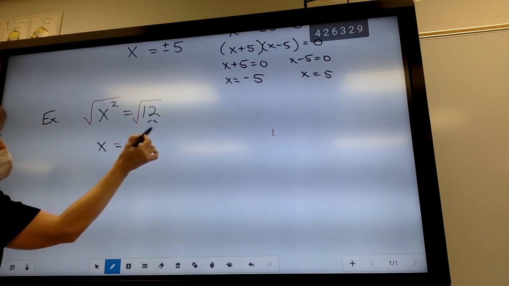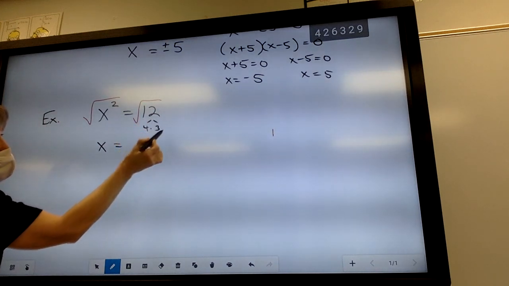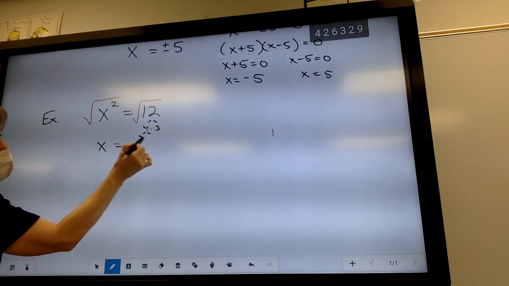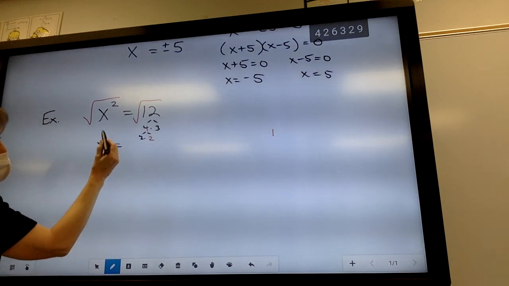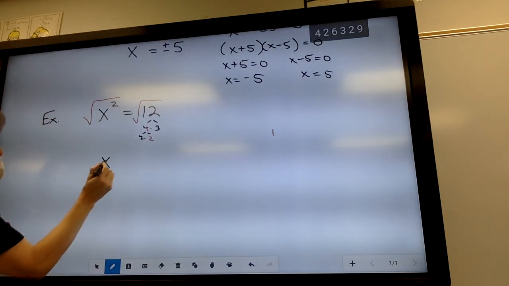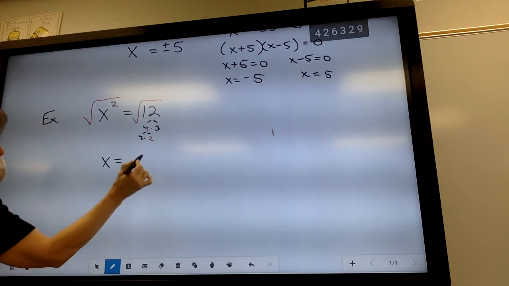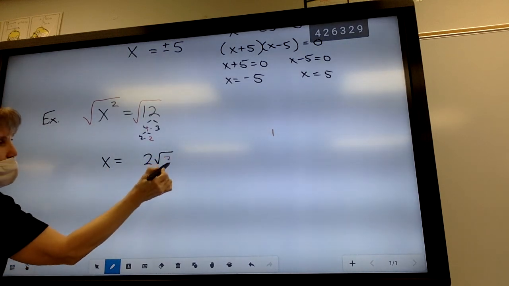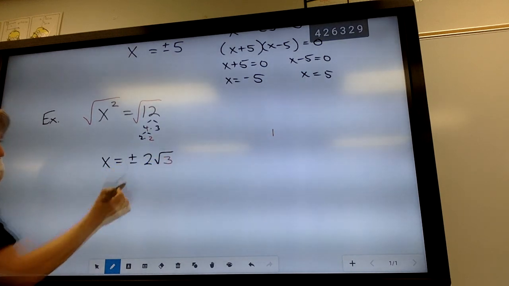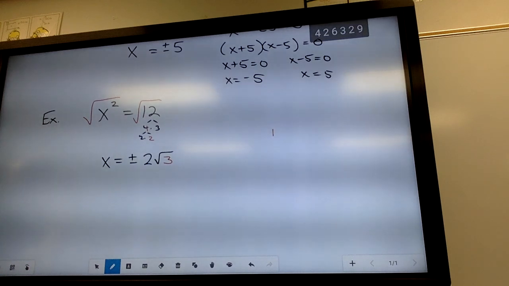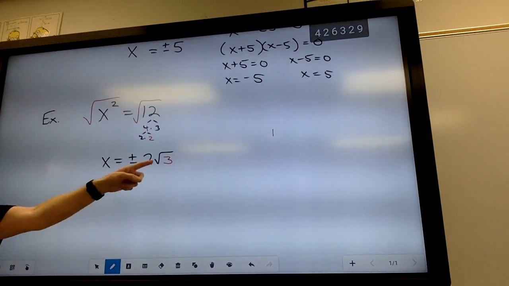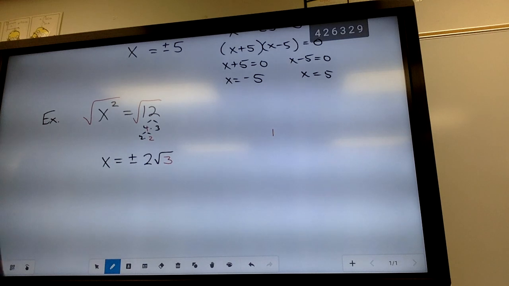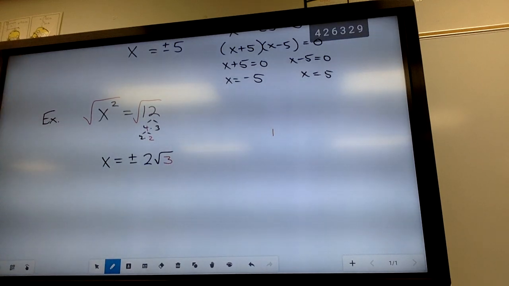So we're going to simplify that. We've got to say, okay, 12 is 4 times 3, and 4 is 2 times 2. So I'm going to say my answer, slide this down a little bit. The 2's are going to come out, and the 3 has to stay under. We are going to simplify our answers. So I would say plus or minus 2 square root of 3.